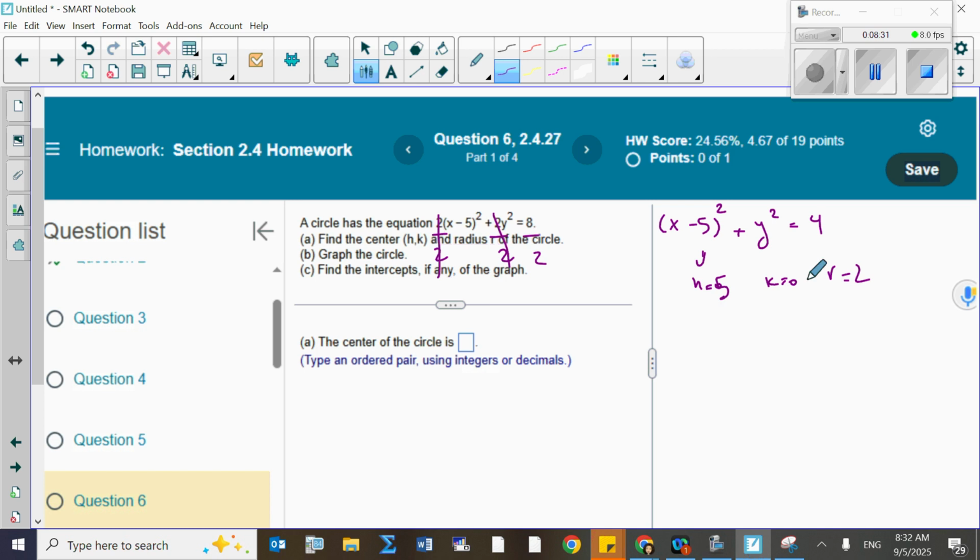Okay, now I can easily graph the function. So let's say this is my coordinate plane at 5 and 0, 1, 2, 3, 4, 5 and 0. This is my center, and radius is 2. So that means something like this is going to be my circle. Now it's asking us to find the intercepts. So we have x-intercept and y-intercept. Let's see how we can find those two.